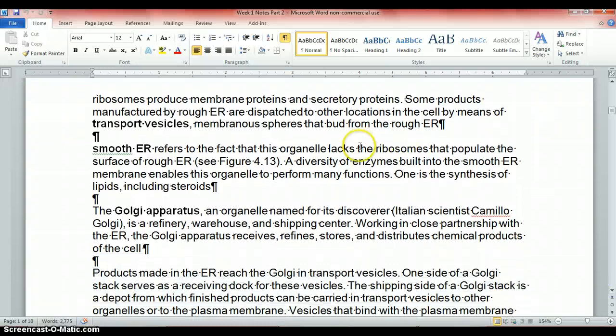Smooth ER doesn't have the ribosomes. A diversity of enzymes built into the smooth ER membrane enables this organelle to perform many functions. One is the synthesis of lipids.